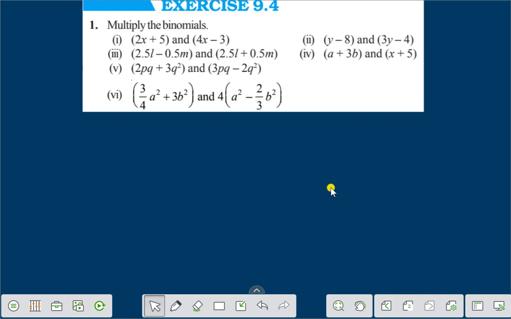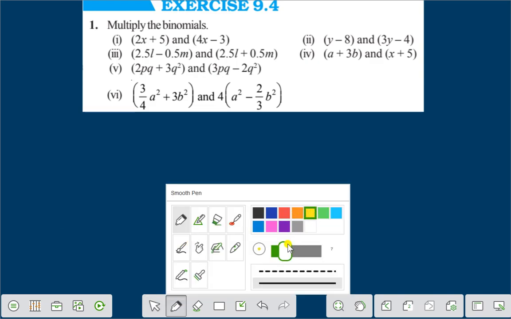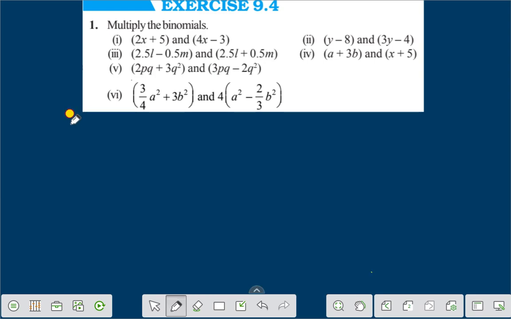Hello everyone. Today we'll discuss exercise 9.4, question number 1. Multiply the binomials. We'll start from question number 1.